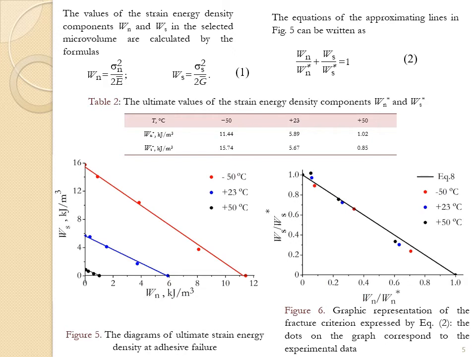Under the complex stress state, when cleavage and shear stresses act simultaneously, the correlation of the values of Wn and Ws* at adhesive failure is described by straight lines in Figure 5. The equations of the approximating lines in Figure 5 can be written as Formula 2. Equation 2 has the meaning of a fracture criterion under the tension plus shear complex stress state for adhesive failure. In the normalized coordinates, the fracture locus has a generalized form in Figure 6.